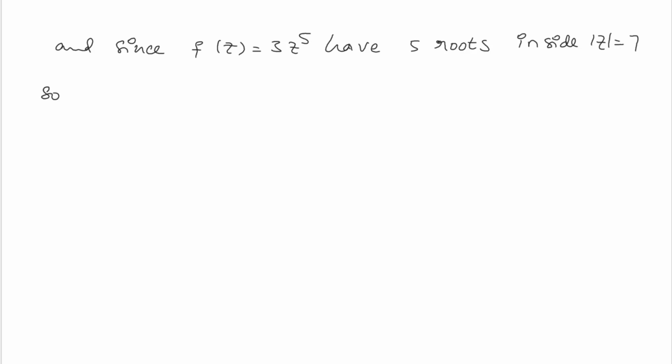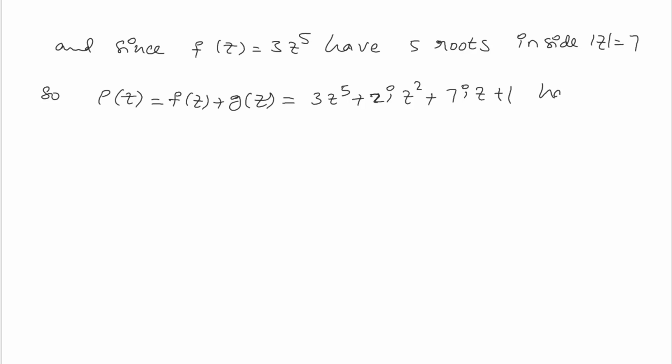So we have the total polynomial p of z, that is nothing but f of z plus g of z, that is nothing but the whole given polynomial 3z to the power of 5 plus 2iz square plus 7iz plus 1, which has 5 zeros inside mod z equal to 7.